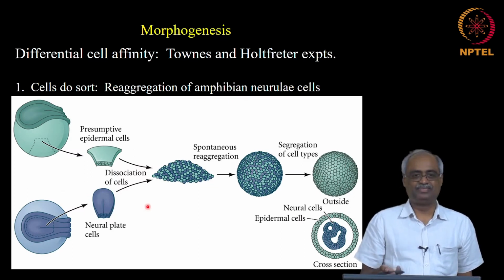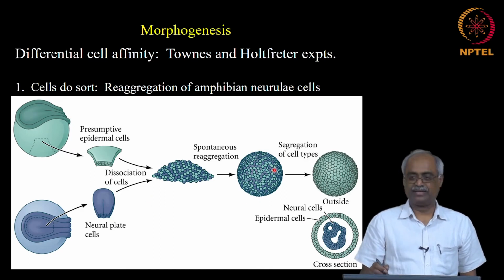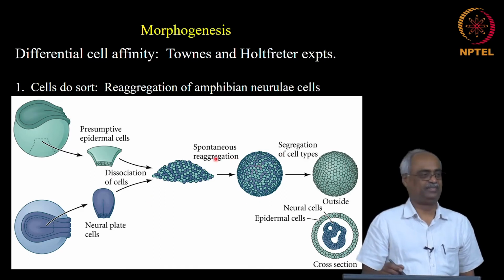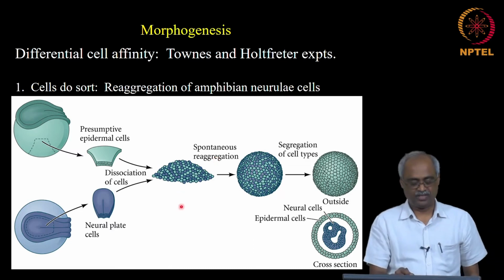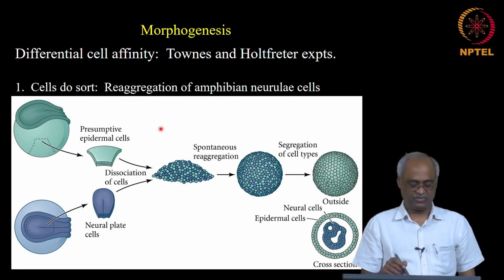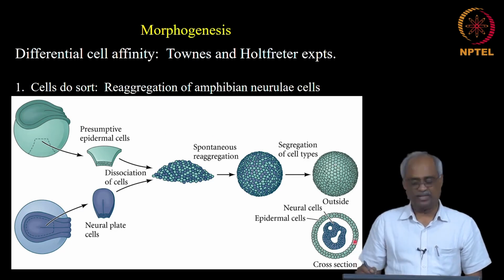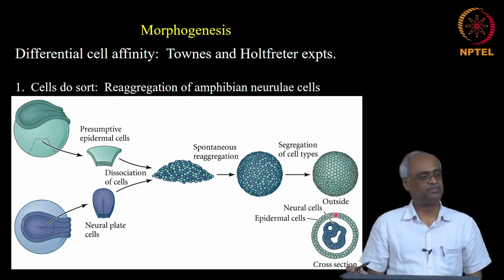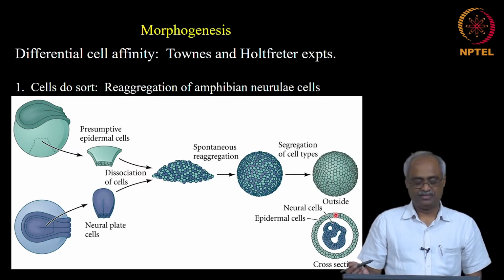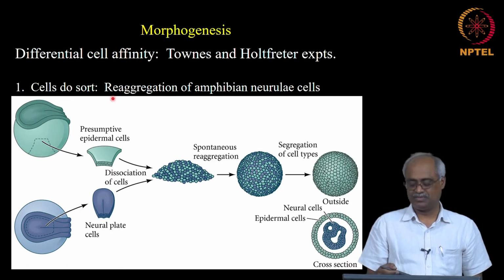They just do not stay like that. They reorganize; they seem to know where to go. The dark blue cells know they need to get with all the other dark blue cells and get away from the light green ones, and they separate in this fashion spontaneously, all by themselves. Cells do sort. That is the main observation from this experiment.